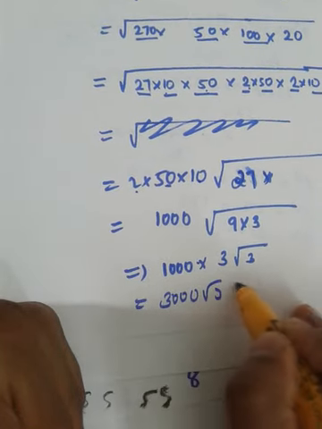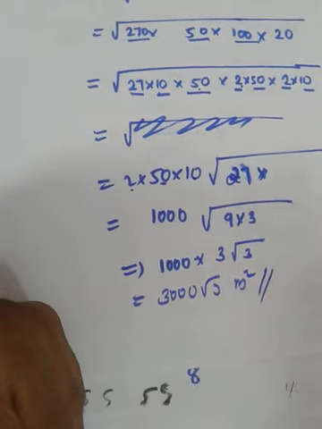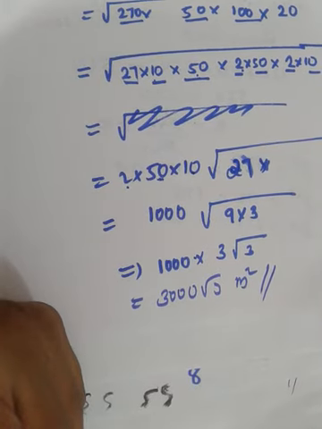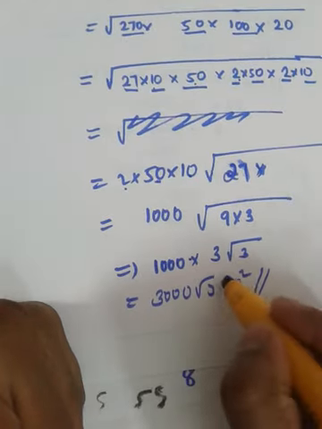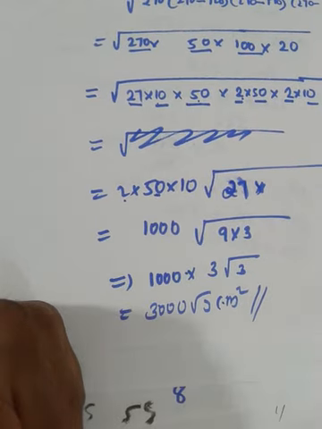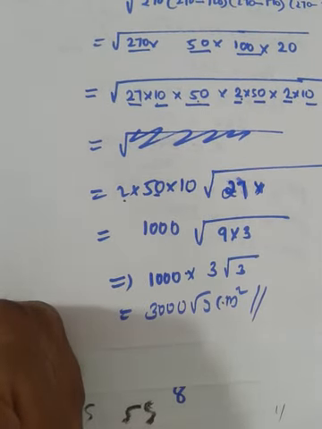3000 root 3 centimeter square will be the final answer. Just check the backside answer. We got the correct answer as in the backside. Moving to the next question.